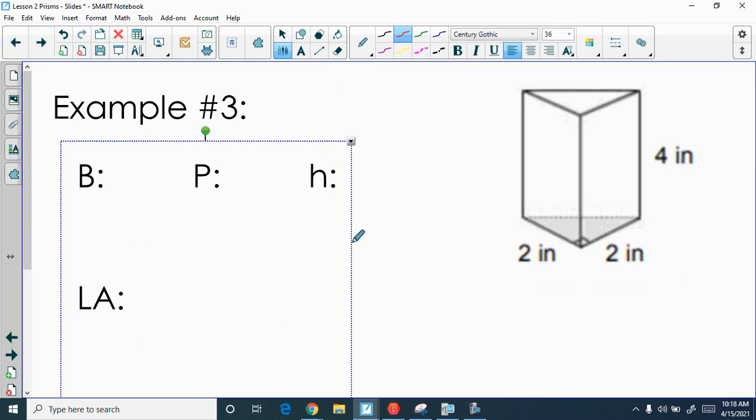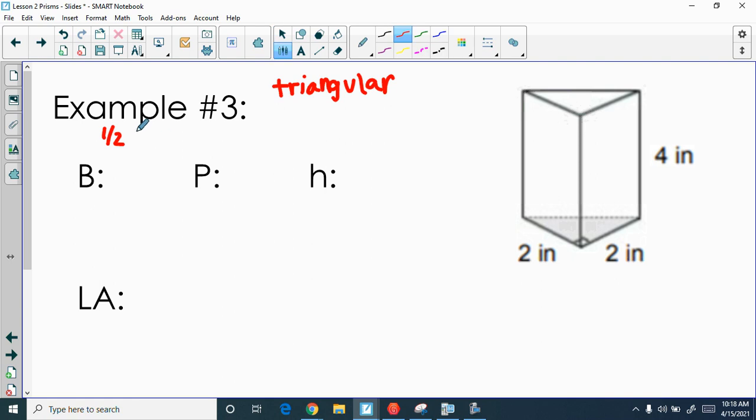So here in example 3, the first thing I'm doing is identifying what it is. So I'm using a triangle here. It's got a triangular base. So I know that my base is going to be 1/2 base times height. This is the base of the triangle and the height of the triangle.